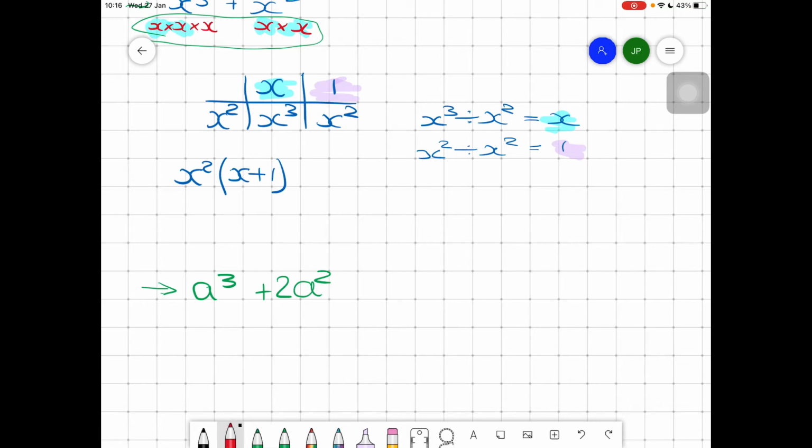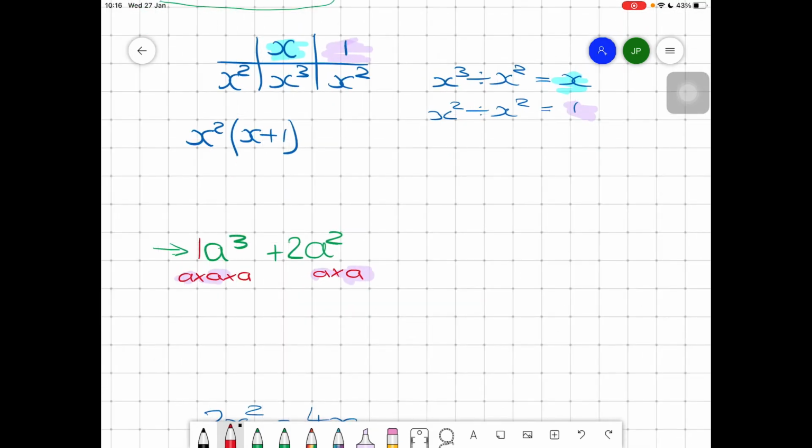Okay, so what we've got, a cubed is made up of a times a times a. A squared is made up of a times a. Therefore, I can take out one lot of a, I can take out two a's multiplied together. Remember, the a cubed on its own is a 1, so my 1 and a 2 don't really matter, because I've got a 1, it means I can't take a number out. So this means I'm going to be taking out an a squared for my grid.